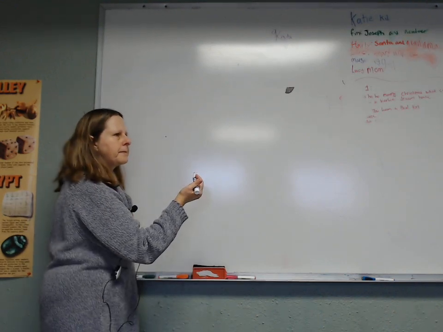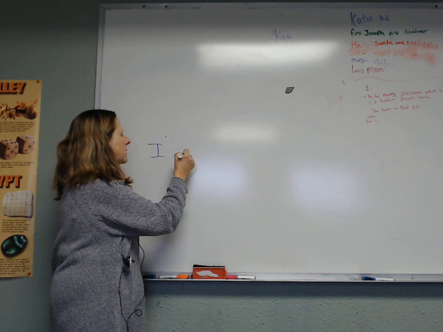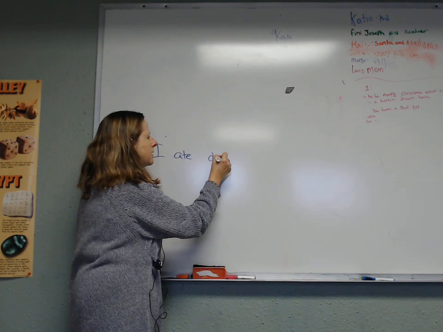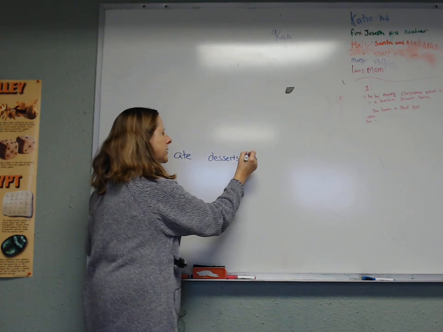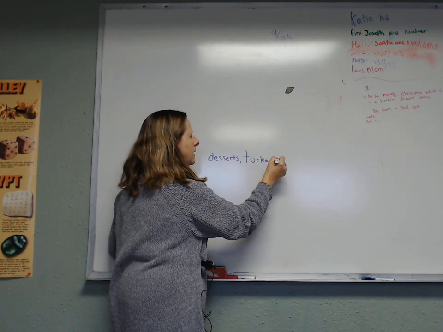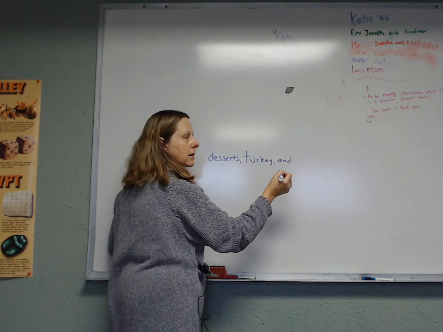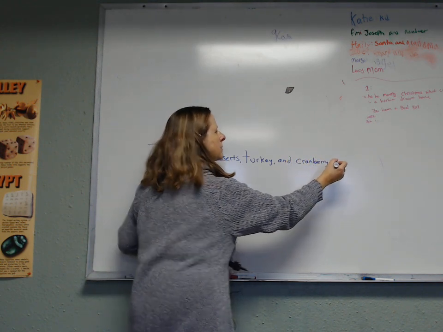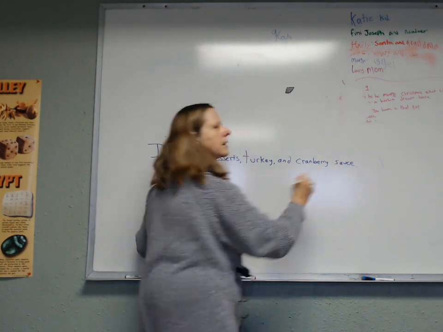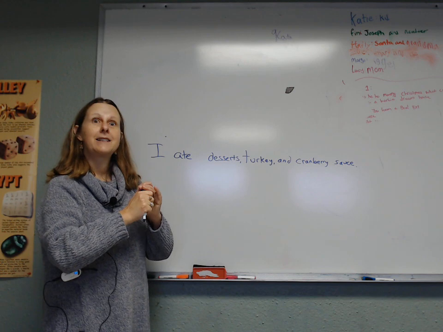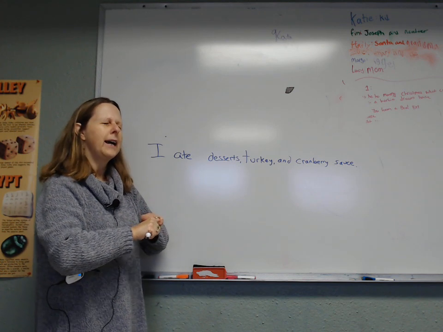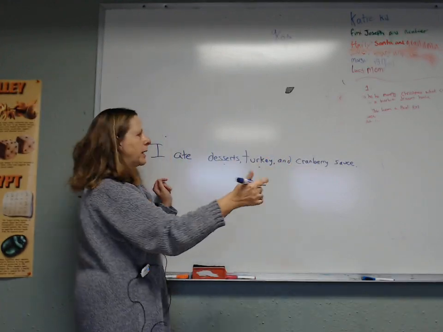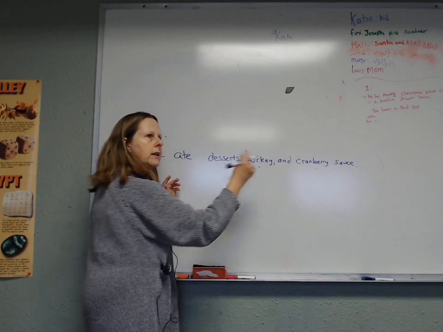And so I ate desserts, turkey, and cranberry sauce. Shout out to my husband who thinks that this is bad, because I like the one that comes out of the can. It's the shape of a can, you know? So I have three things that I've listed. Cranberry sauce is one. And I put a comma between each one of the list items.